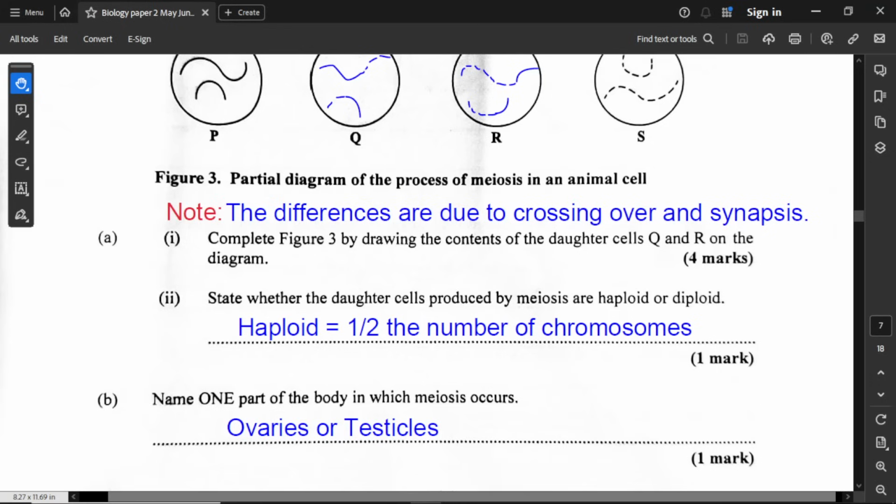Now, for part two, it's to state whether the daughter cells produced by meiosis, or you may pronounce it as meiosis, are haploid or diploid. Meiosis only produces haploid cells. Haploid means half the number of chromosomes. So, for example, sperm cells and egg cells only have half the number of chromosomes, and when they fertilize each other, the numbers come together to give you a full number, which we call diploid.